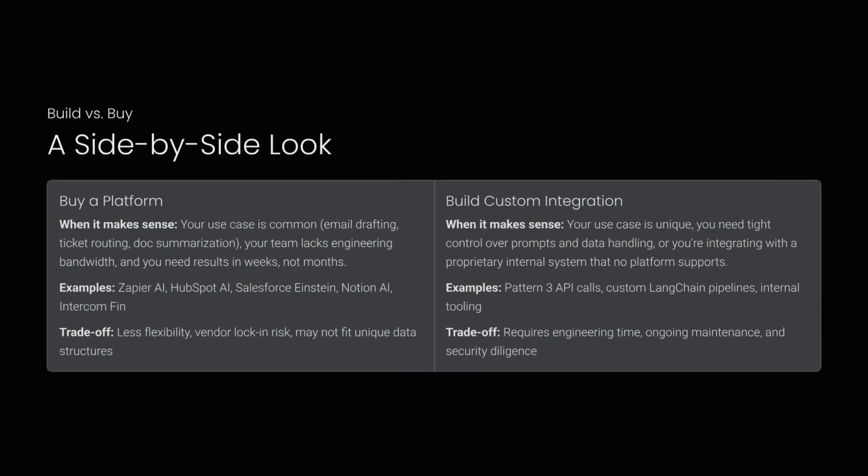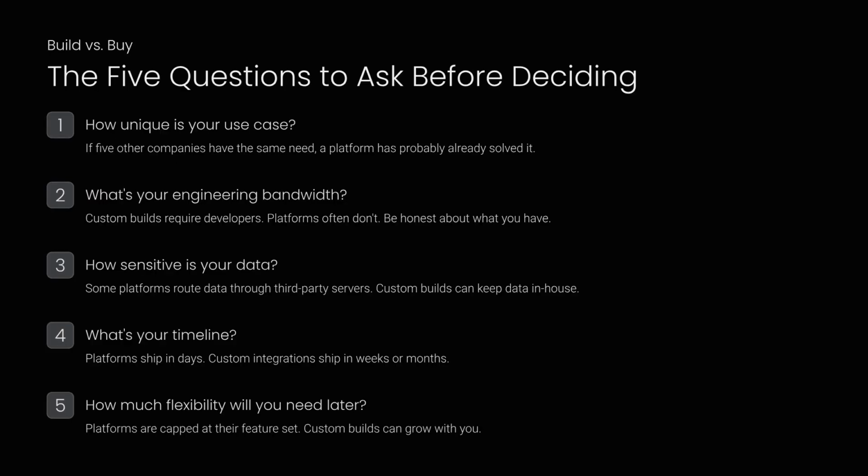Buying a platform is ideal for common use cases where you need speed and low maintenance. Building custom integrations is better when your needs are unique or proprietary. Before choosing, ask these 5 questions. How unique is your use case? What is your engineering bandwidth? How sensitive is your data? What is your timeline? And what flexibility will you need?